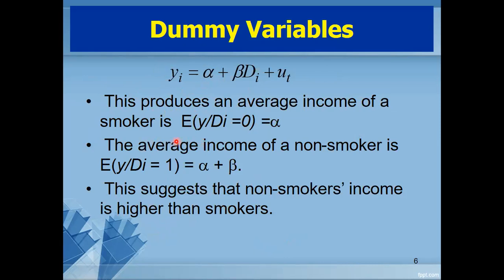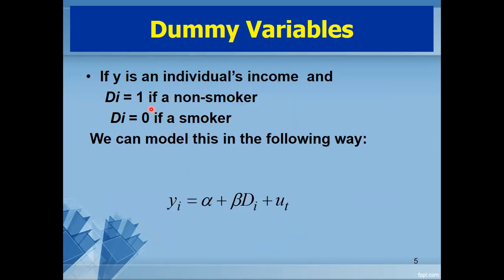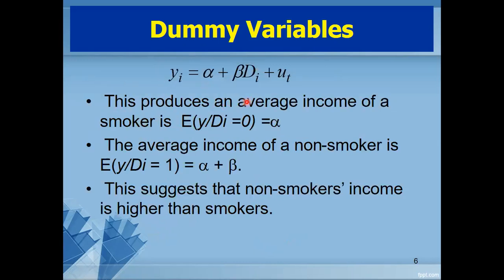Average income for smoker, because this is how we have defined. We have assigned 0 for smokers. Then all you should do is apply 0 here, because we have assigned 0 for the smokers. Then to calculate the average income of the smokers, we should apply 0 for this D. Then once we apply 0 here, this part is going to be equal to 0.